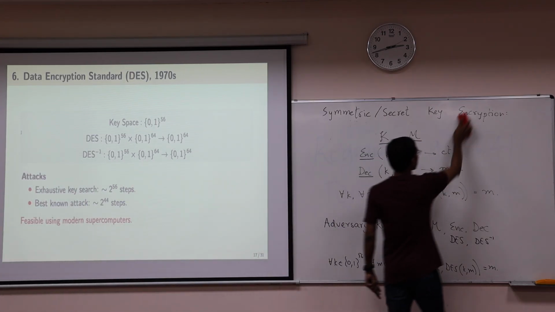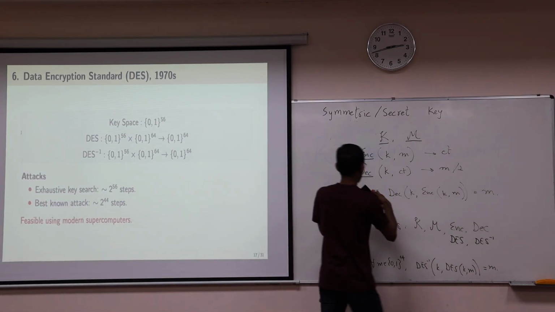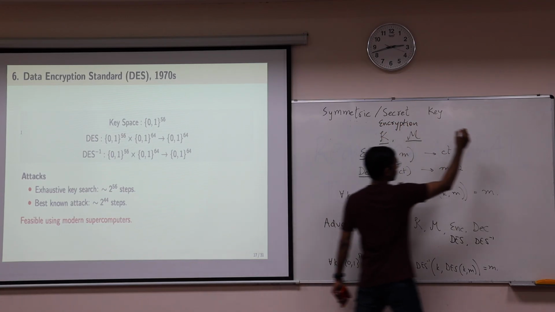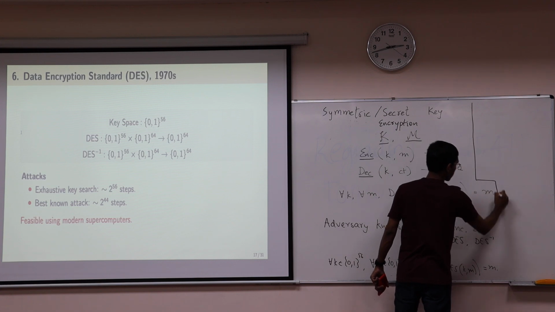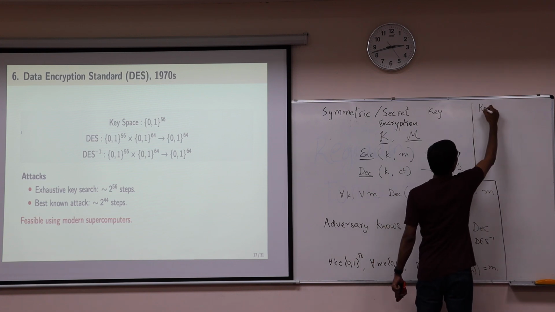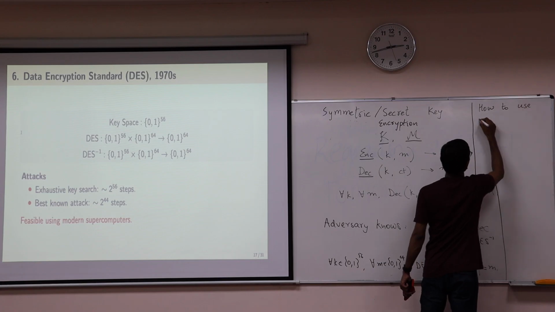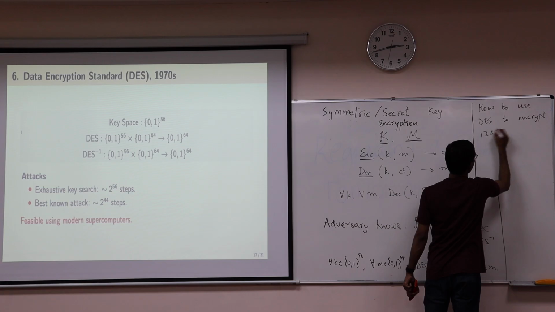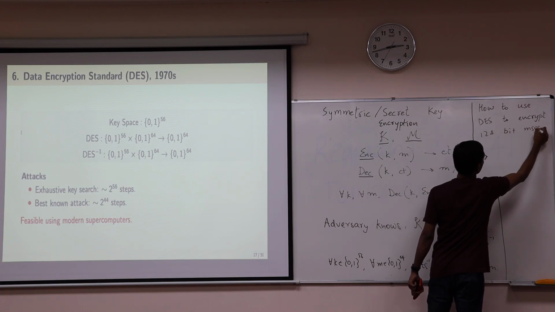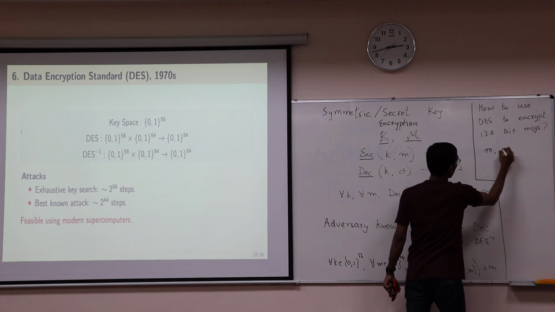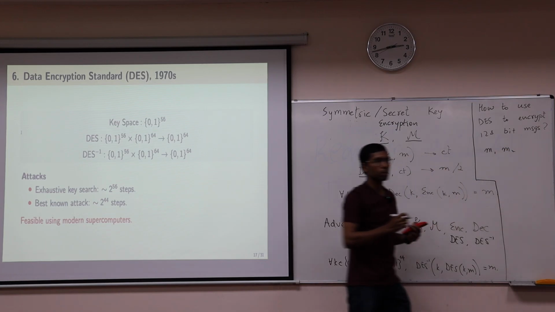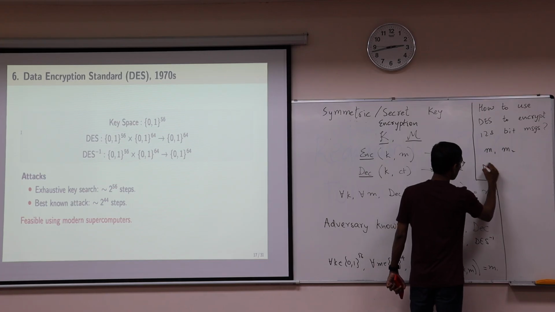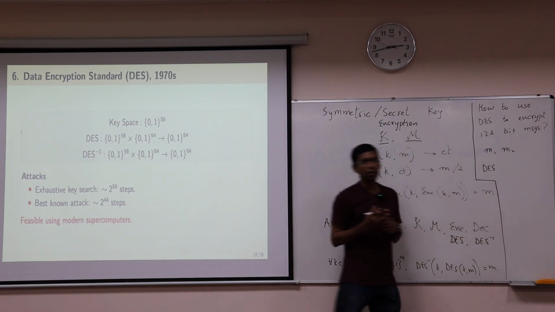So one proposal is, the question is, how to use DES to encrypt 128-bit messages. Let's say your message was m1, m2, where each mi belongs to {0,1}^64. So one proposal is you take this. Do you take the same key or do you take different keys?